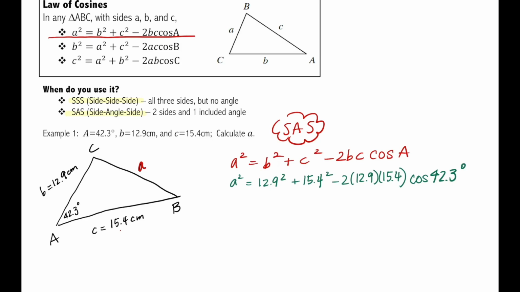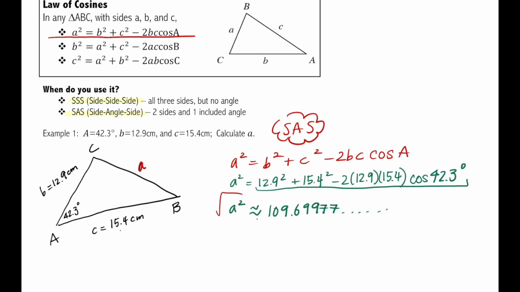And now this is when you will use your calculator to evaluate the right-hand side of the equation. If you put it in your calculator, a squared will equal an approximate value, about 109.69977 and so on. I'm going to write out at least up to 4 or 5 decimal places, because the more decimal places I include, the more accurate my answer will be.